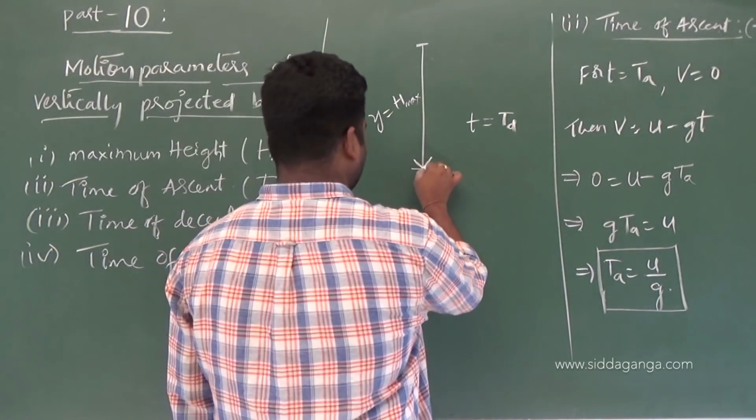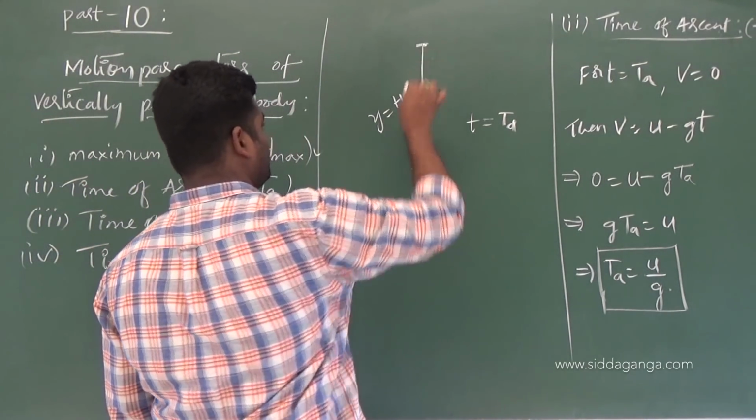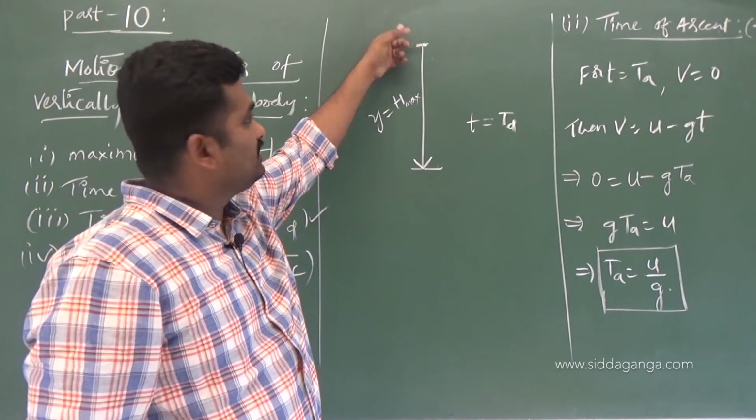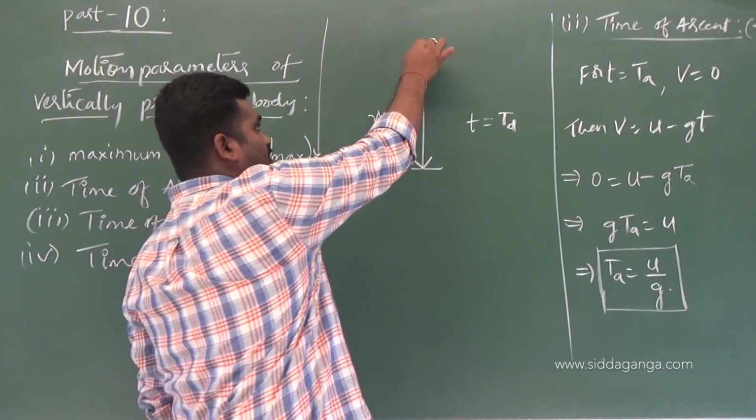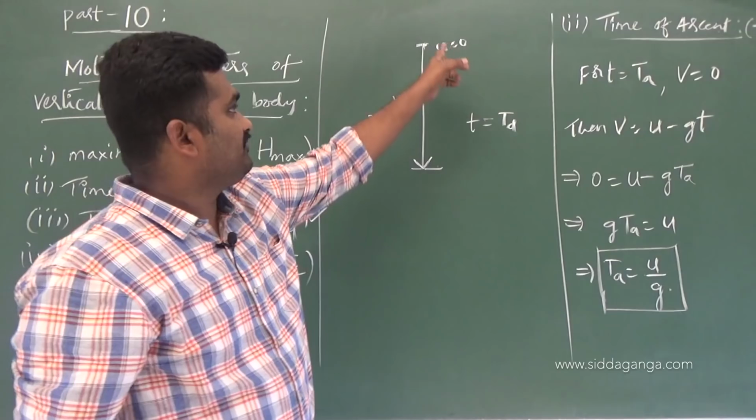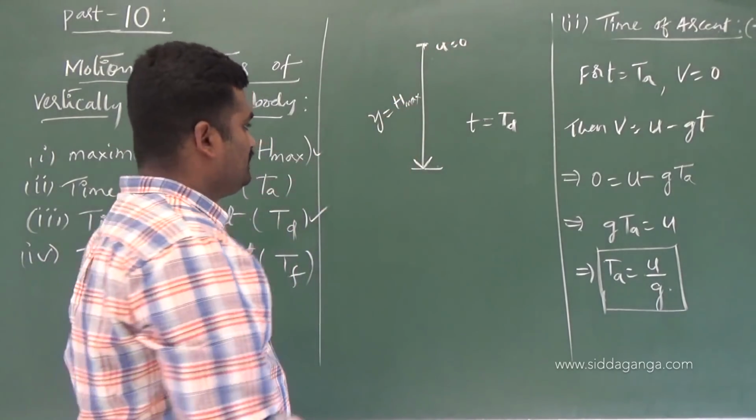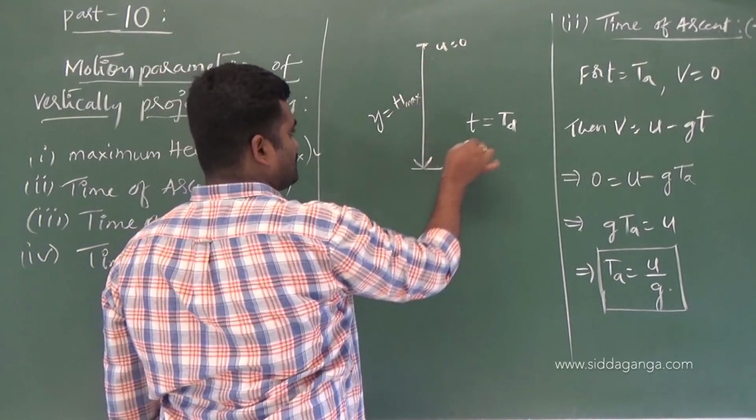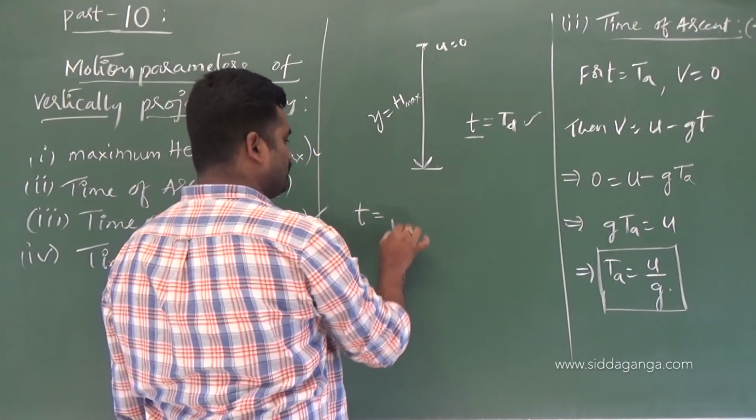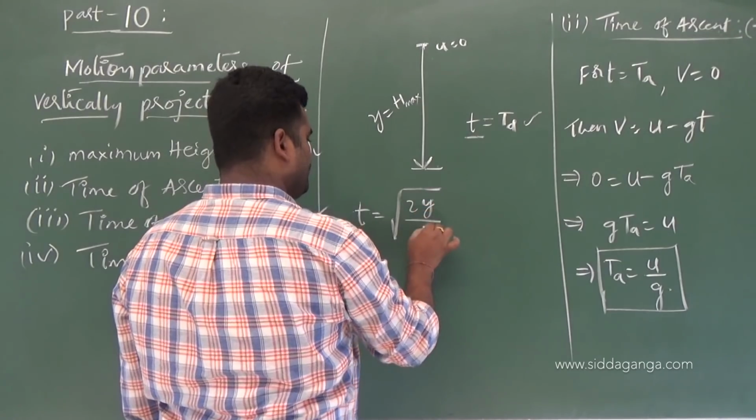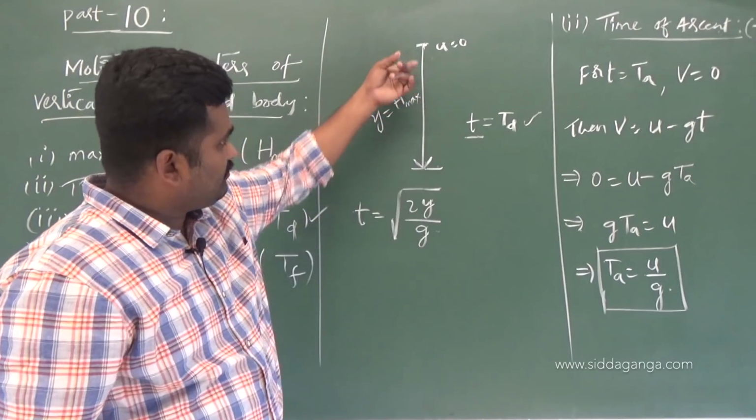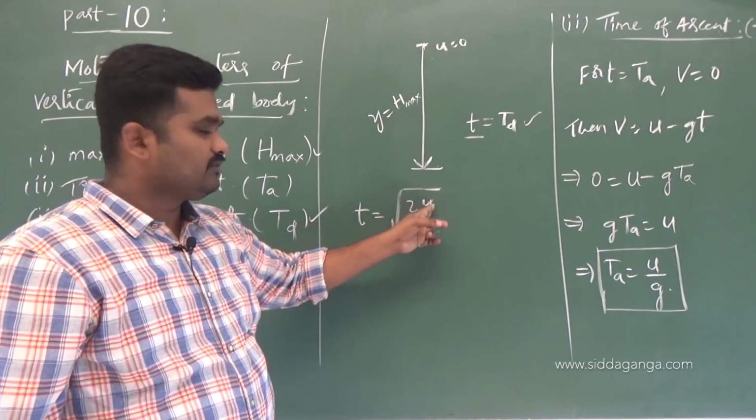For time of descent, you can imagine this one is thrown from this particular maximum height. When it is coming down, its initial velocity becomes 0. For the return journey, the value of u will become 0. To travel this displacement, the time taken is what we call time of descent. What is the time taken formula you have? Root of 2y by g. In the previous class we studied that the time taken by a freely falling body to reach the ground is root of 2y by g.